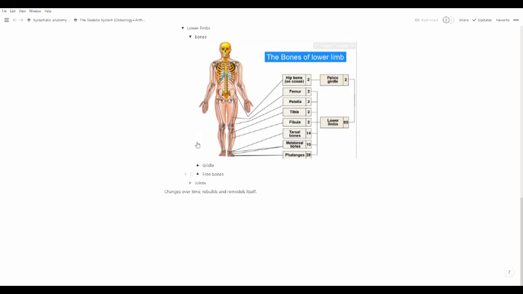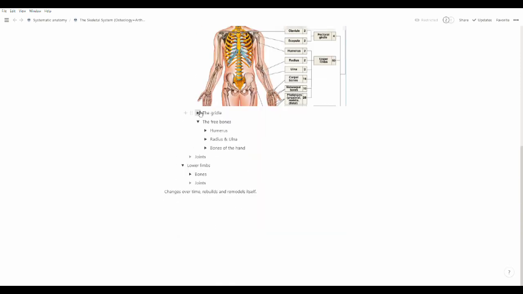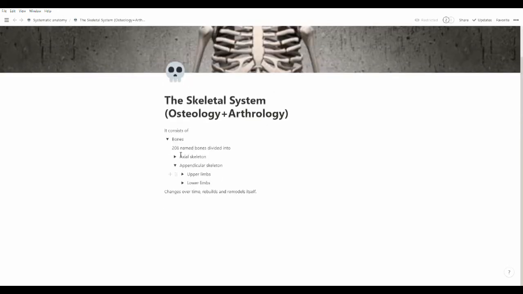In the next video is where the action really starts, talking about the joints of the upper and lower limb. This part seems way more complicated than the joints of the axial skeleton.